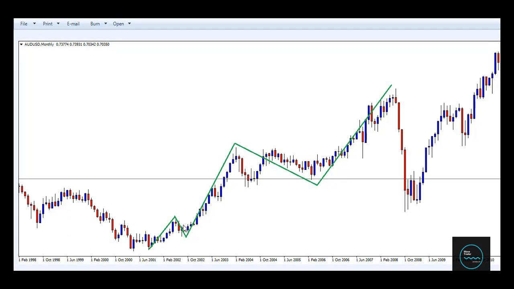Okay, so at any point in time, you will notice that there are waves between waves. So don't get so hung up on looking for waves that you can't see the big picture.